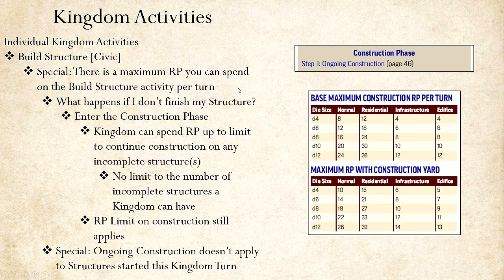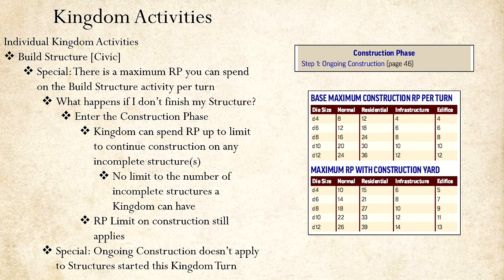There's a question then implied by this. What happens if I don't finish my structure? This is where we wrap back around and enter the construction phase. The kingdom can spend RP up to a limit to continue construction on any incomplete structures. There's no limit to the number of incomplete structures a kingdom can have. The RP limit on construction still applies.